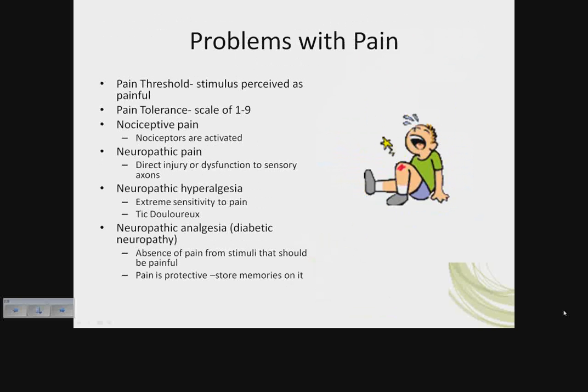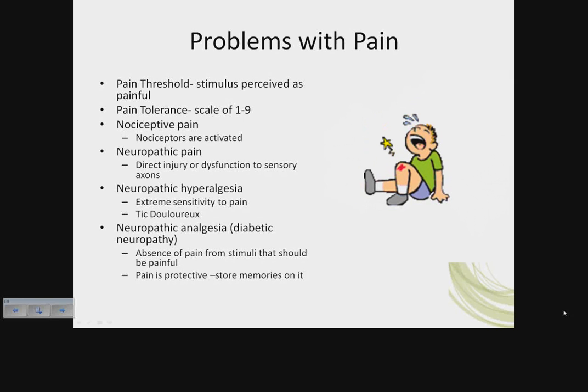Now, to get back to your chapter and talking about problems with pain, your chapter talks about pain threshold, which is basically the minimum stimulus that can be perceived as painful. There's also pain tolerance. That means how much can you tolerate before you're going to pass out. And usually this is on a scale of 1 to 9.